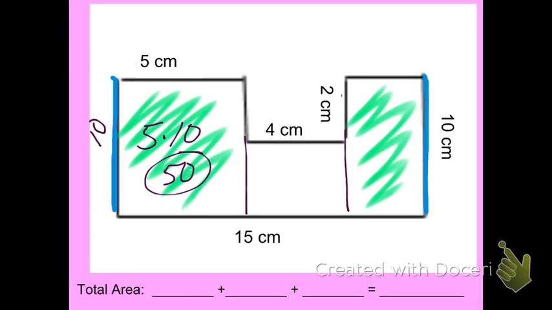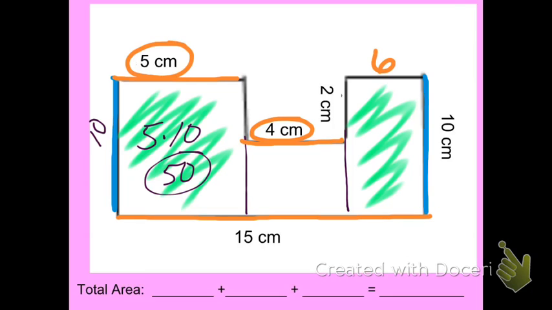Okay, so let's look at it. Let me change colors here real quick. So we have this whole length is how long? 15. I'm going to look at the top of it for a second. This piece is 5, from there to there. This piece is 4 from there to there. So what's left? 6. Do you see it?